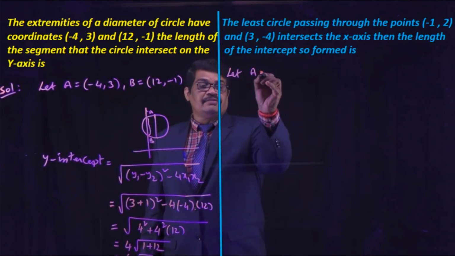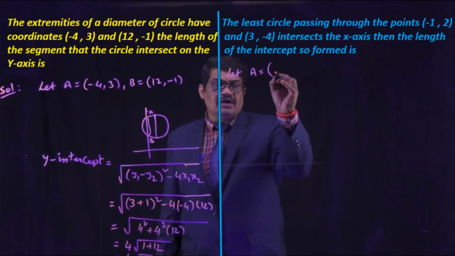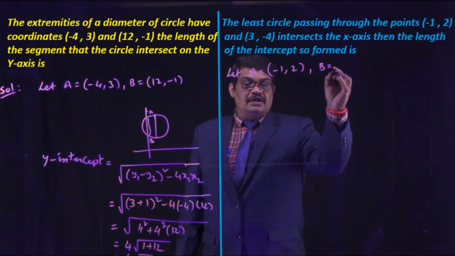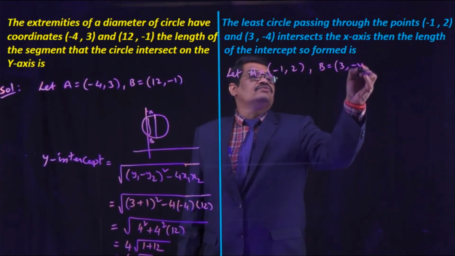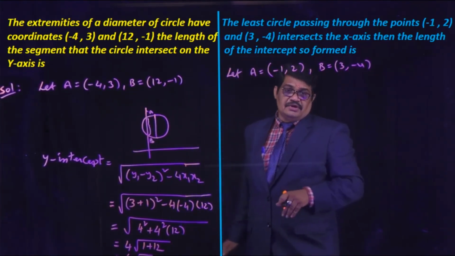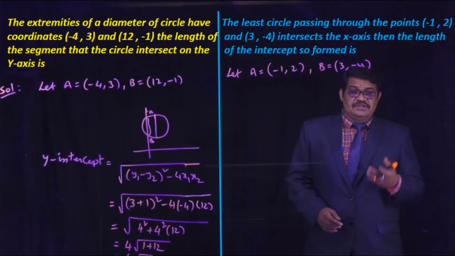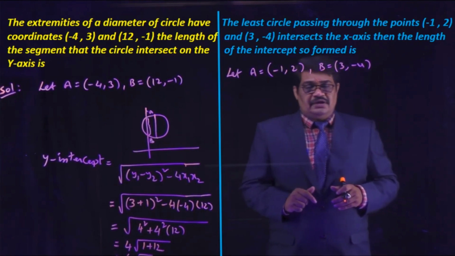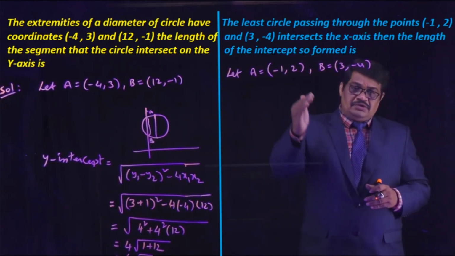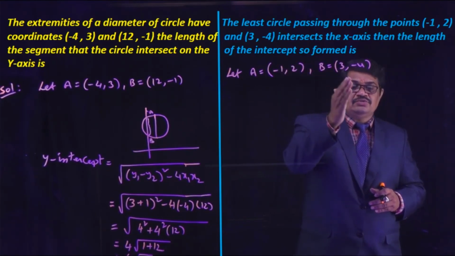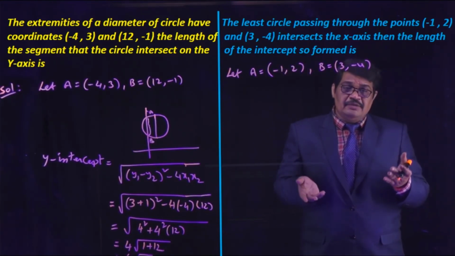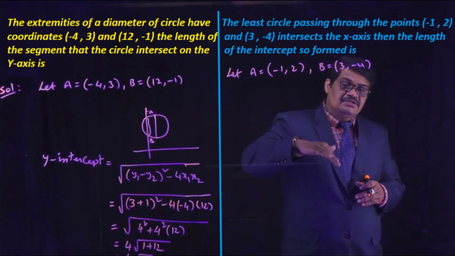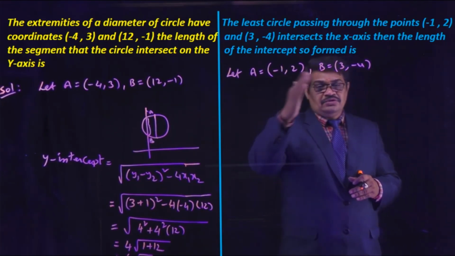Let the first point A be minus 1 comma 2 and the other point B be 3 comma minus 4. These are the extremities of the diameter of the circle. Why are we taking this? It is given that we need the least circle passing through these 2 points. So we take AB as the diameter of the circle, as it is the least circle passing through these 2 points.